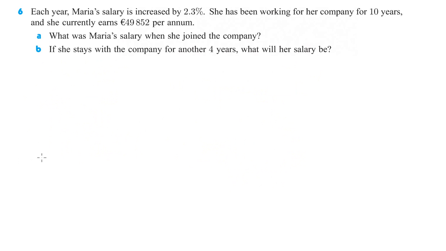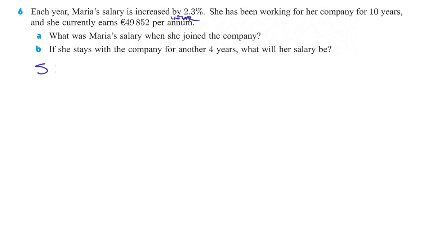Okay, one last problem to take a look at. Number 6, each year Maria's salary is increased by 2.3%. She has been working for a company 10 years, and she currently earns 49,852 per annum, which is per year. Okay. What was Maria's salary when she joined the company? Okay, so now we're going to have to go backwards. So let's come up with our salary formula here.